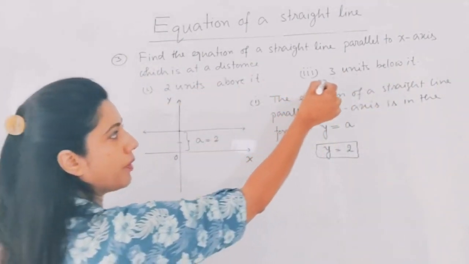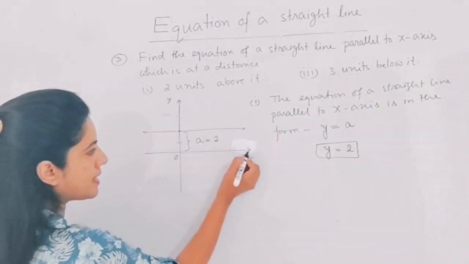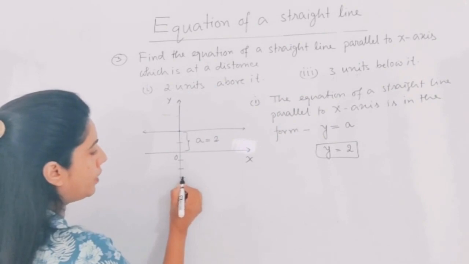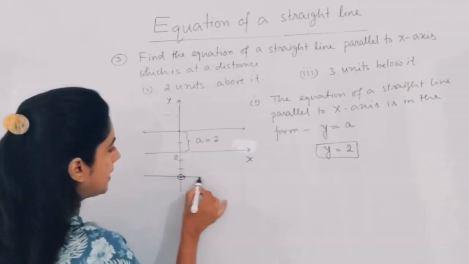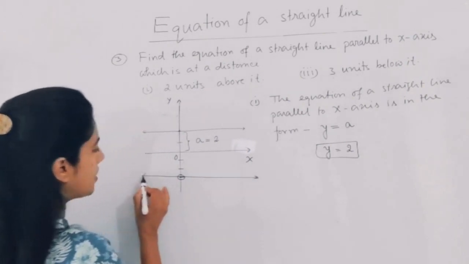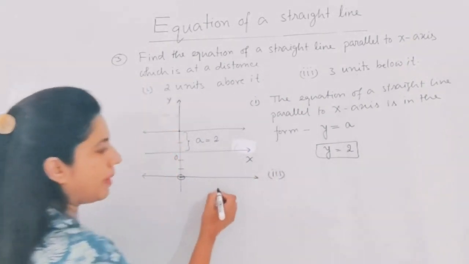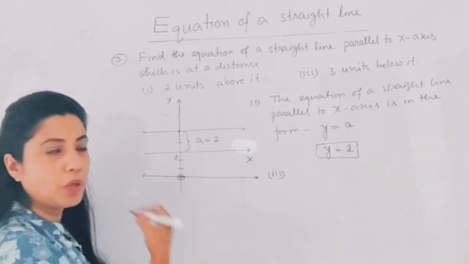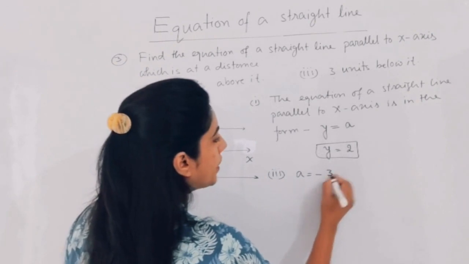Okay, see the next question, 3 units below it. Same question, the sub question where 3 units below it. 3 units below it means this is your x-axis, 1, 2 and 3. Suppose this is minus 3. So the line is now passing like this. You have to find out the equation of this line. So now in this case, your A is nothing but minus 3 because it is below the x-axis. So here A is equal to minus 3.